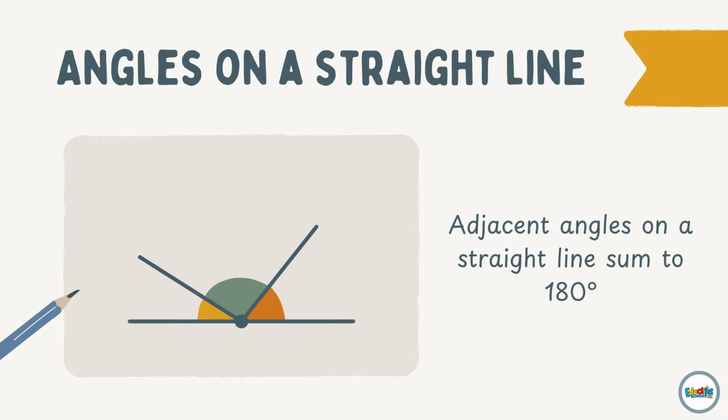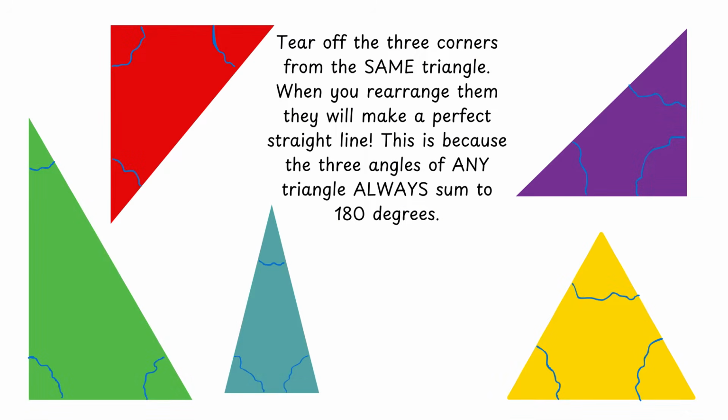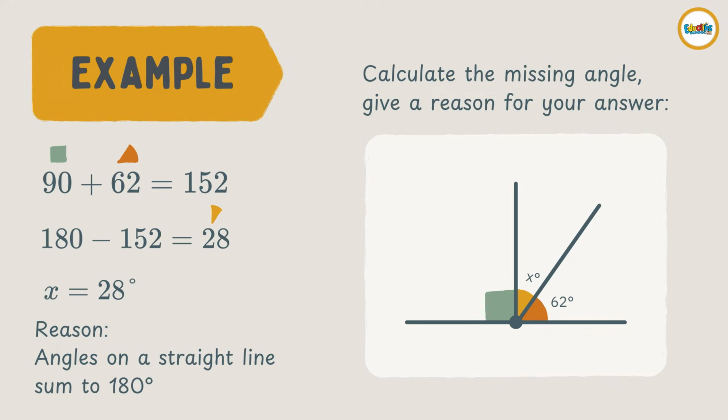Here's a great activity for you to try. Cut out any triangle, a scalene, isosceles, equilateral, rip off the three angles, and you will always be able to reorder them as a 180 degree straight line. And this is because the three angles of any triangle always add up to 180 degrees, which is the same as a straight line. So here is an example of a question that involves angles on a straight line.